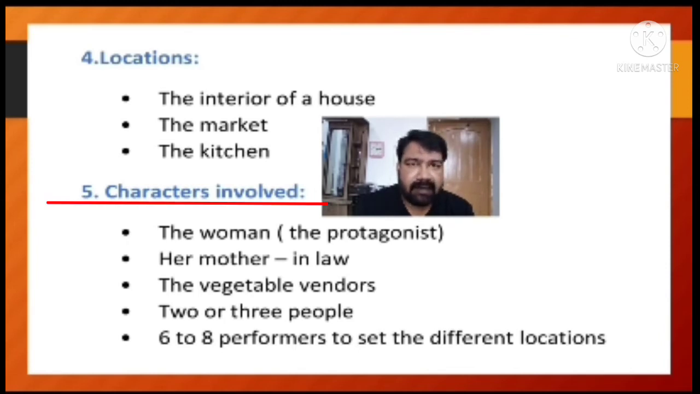The characters here are the woman who is the protagonist. The next one is her mother-in-law. And the third characters, the vegetable vendors, we have to take. And the fourth one, 2 or 3 people who are buying vegetables in the market. And the fifth one, we have to concentrate on 6 to 8 performers to set the different locations in this different stanza-wise themes.